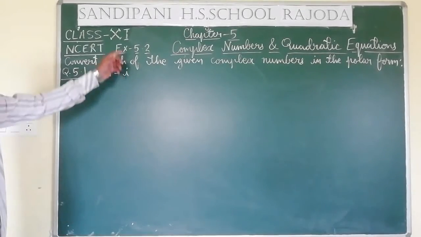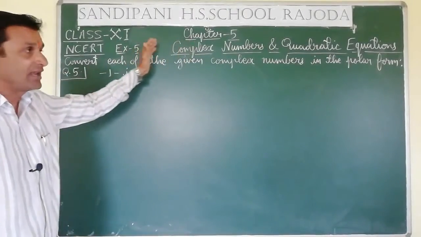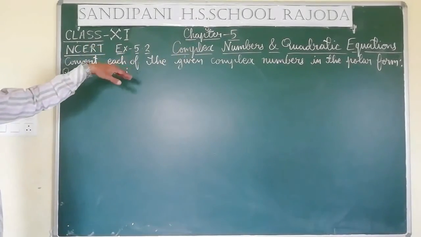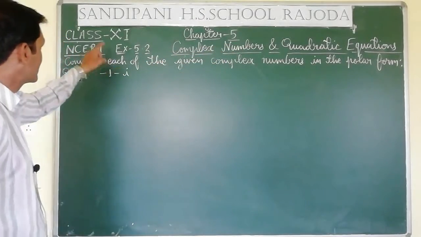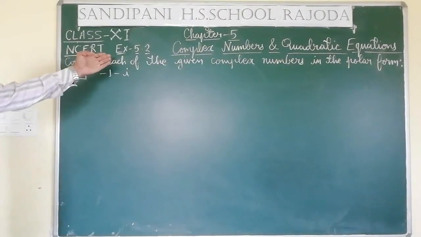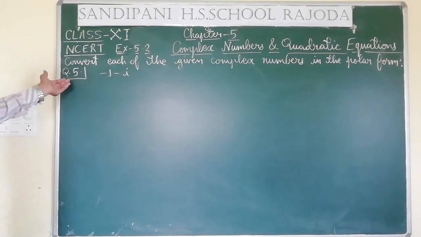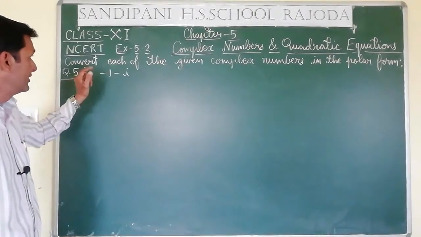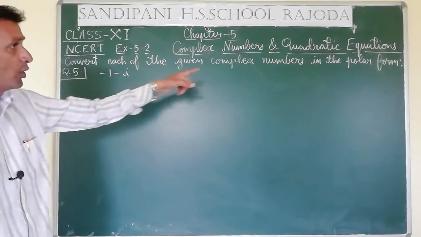Myself Rakesh Yadav representing Sandipani Higher Secondary School Rajoda, and we are discussing class 11th, chapter 5th. Our topic's name is complex numbers and quadratic equations, of exercise 5.2. We have done up to question 4th of NCERT. Now we have to proceed with question 5th, and here we have to find this in polar form.